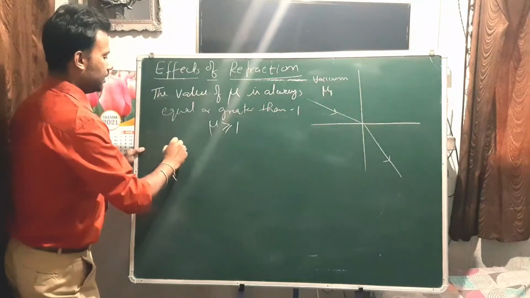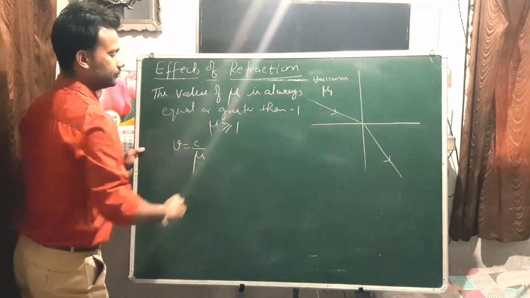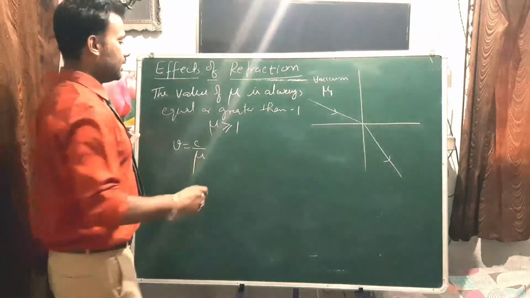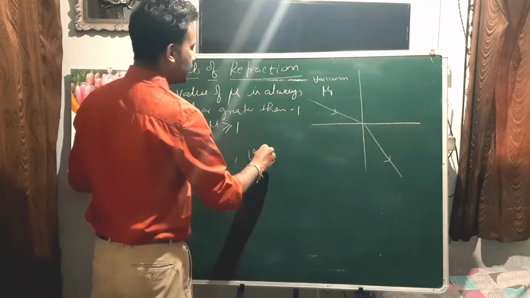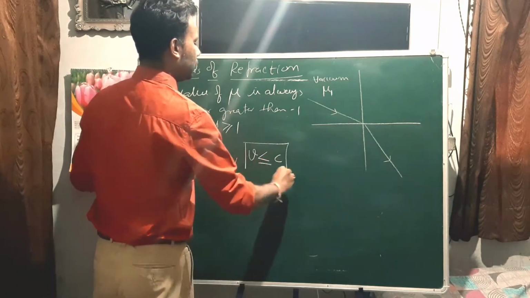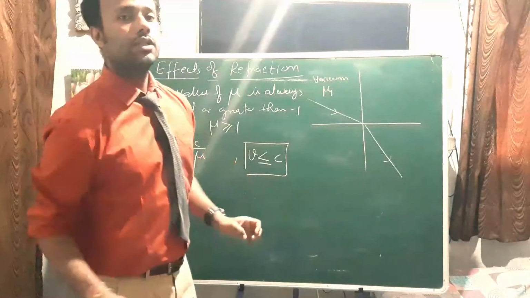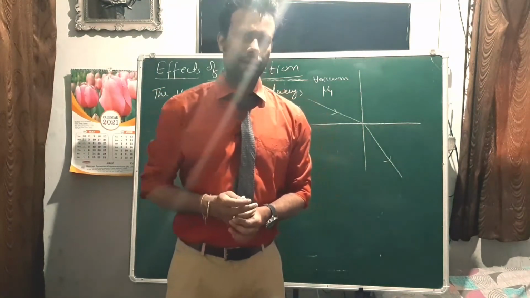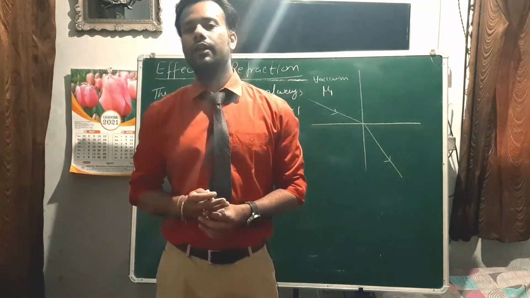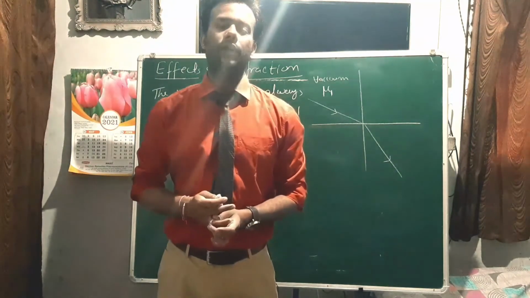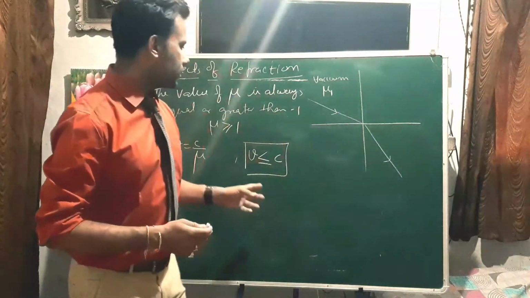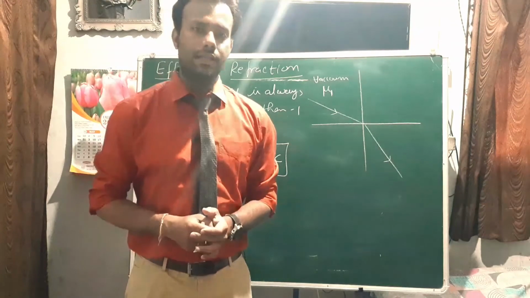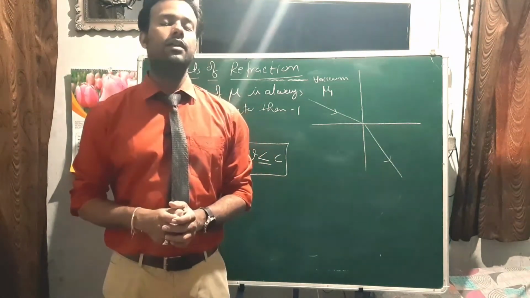Now what does it mean? See, V was equal to C upon mu. Now if mu is always 1 or more than 1, hence V will always be less than or equal to the value of C. So this gives us a very important result: the speed of light is maximum in vacuum and in air. The speed of light can't be more than 3 into 10 to the power 8 meter per second. This result satisfies this statement, because V cannot be more than C. C is the speed of light in vacuum.